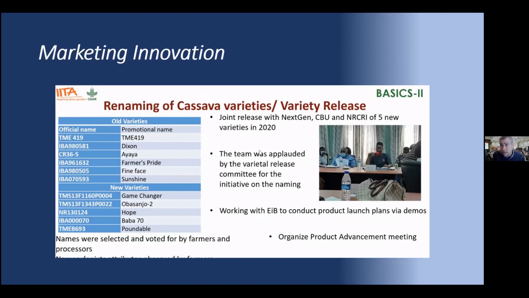And so an innovation that took place in Nigeria was the government finally agreed that official names could be more catchy. And so promotional names were developed like Dixon or Farmer's Pride or Fine Face for new cassava cultivars. And that makes it easier for the cassava seed entrepreneurs to promote, market, and even advertise for those new varieties, and try to convince farmers to buy those new varieties that have these memorable names that describe, in some cases, the characteristics of the varieties, such as Sunshine, which is a high vitamin A or yellow variety. So a lot of room for innovation on all three of these levels.